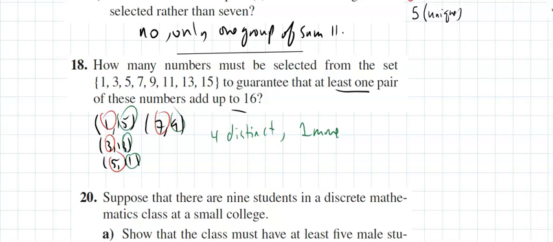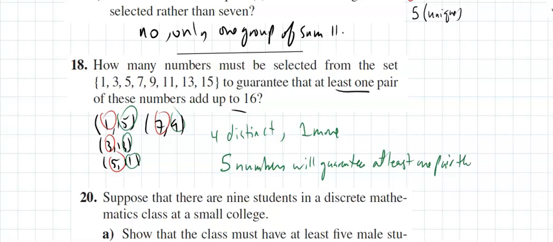So by picking 5 numbers will guarantee at least one pair of sums that add up to 16. You know what I mean.